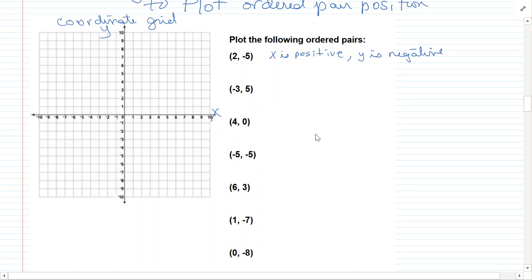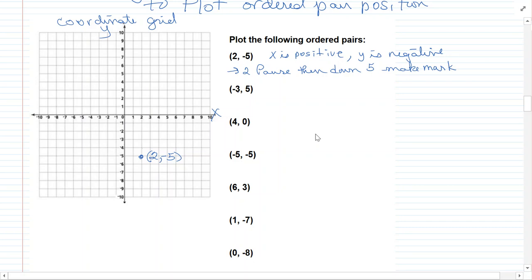All right, so we're going to go from the origin 1, 2, and pause, and down 5. 1, 2, 3, 4, and 5. This is 2 and negative 5. So it was to the right 2, and then pause, then down 5. Make a mark. All right, so we have that one, and that's in quadrant 4.